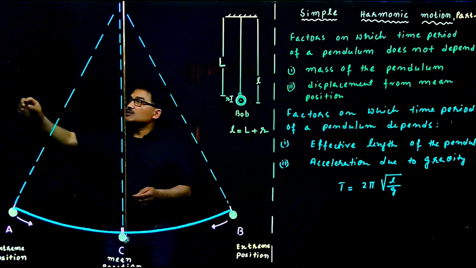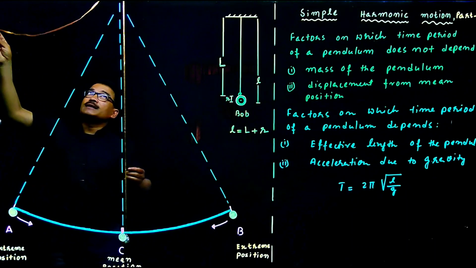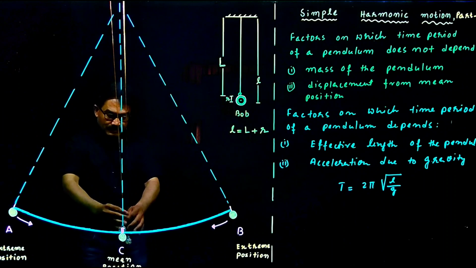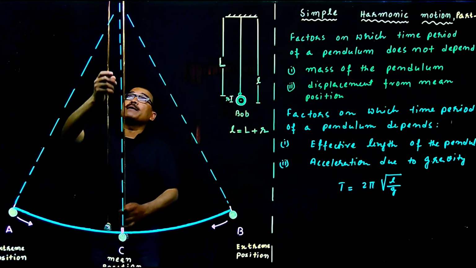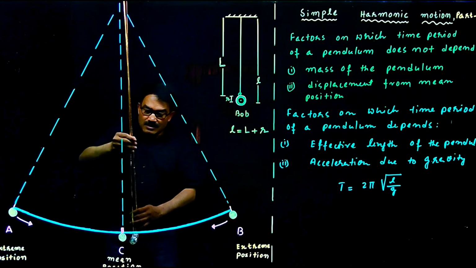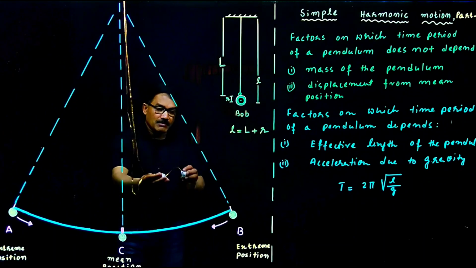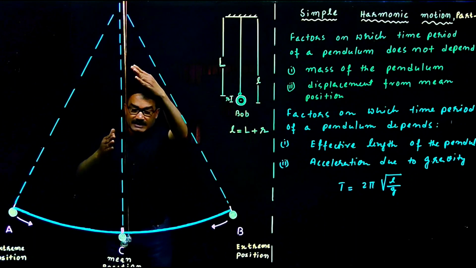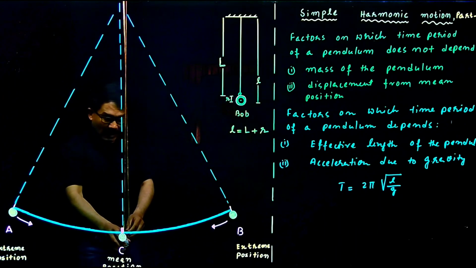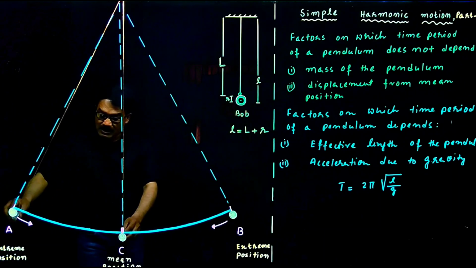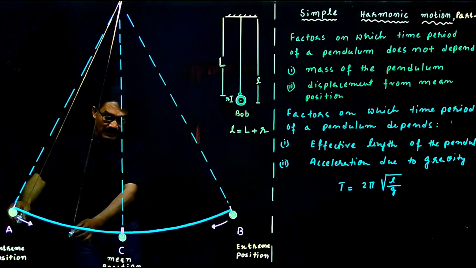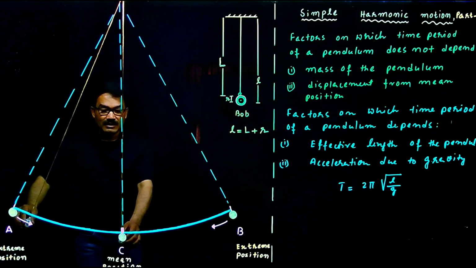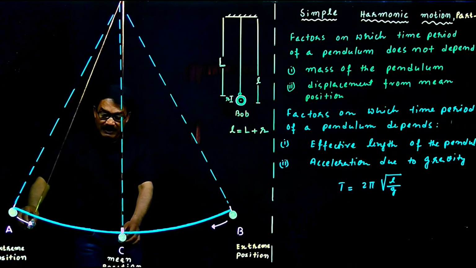So what I will do, I will take one more pendulum here, and these two pendulums are having the same bob mass. So the mass of the bob are same, effective length, so I have maintained the same length. So this one I will displace by more amount, and this one I will displace by small amount, and you will observe that the time period of the oscillation remains the same.